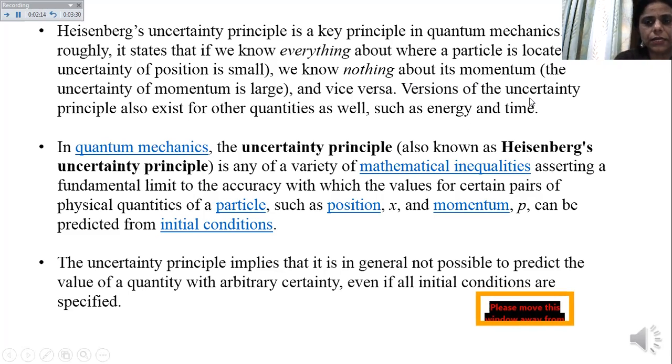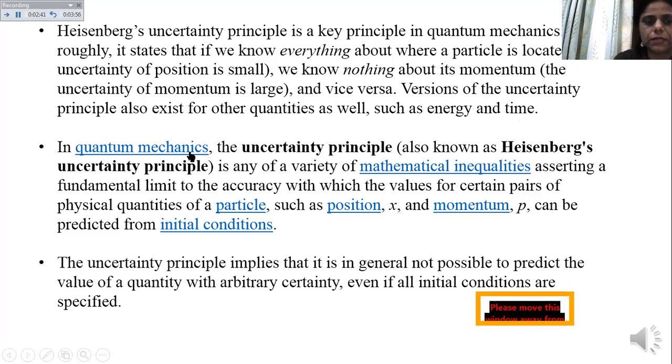Versions of the uncertainty principle also exist for other quantities as well as energy and time. Matlab, this principle does not only hold for position and momentum, but it also holds for energy and time, that we are not very much sure about how much energy each particle carries and how much time each particle takes to travel in the free space or in any medium.